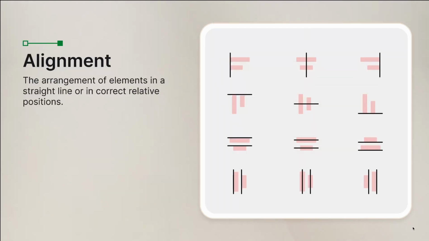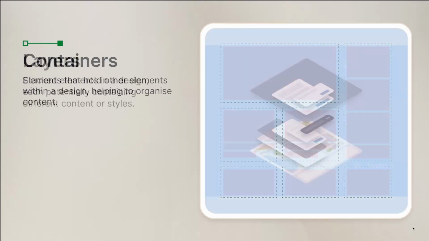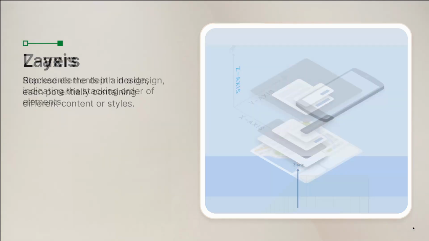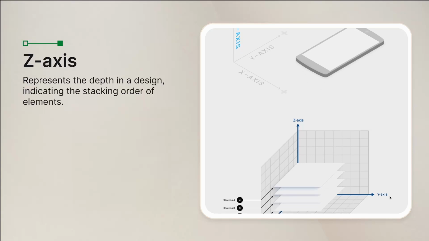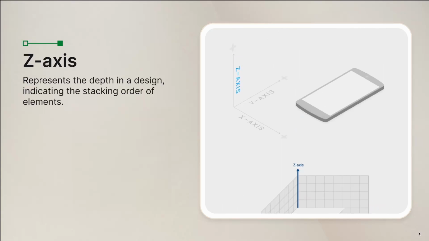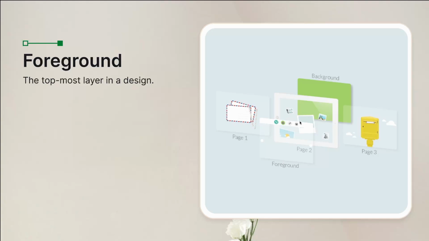Alignment, the arrangement of elements in a straight line or in correct relative position. Containers, elements that hold other elements within a design, helping to organize content. Layers, stacked elements in a design, each potentially containing different content or styles. Z-axis represents the depth in a design, indicating the stacking order of elements. Background, the bottommost layer in a design. Foreground, the topmost layer in a design.